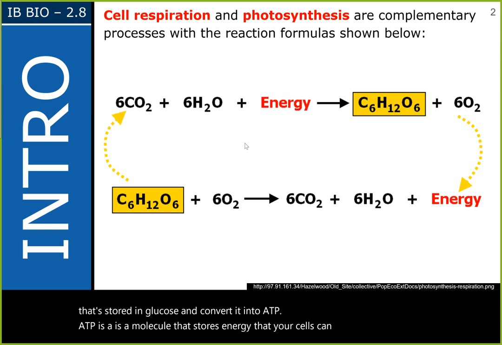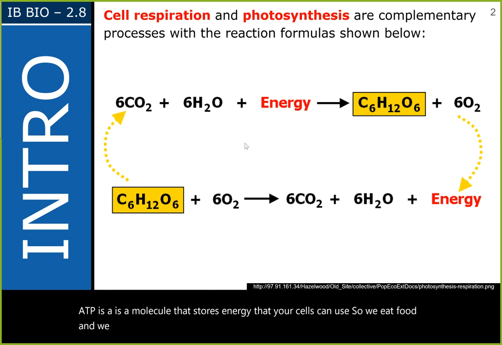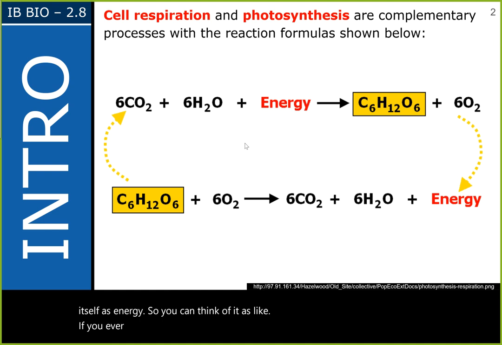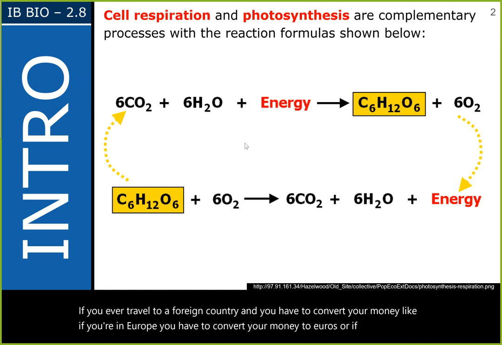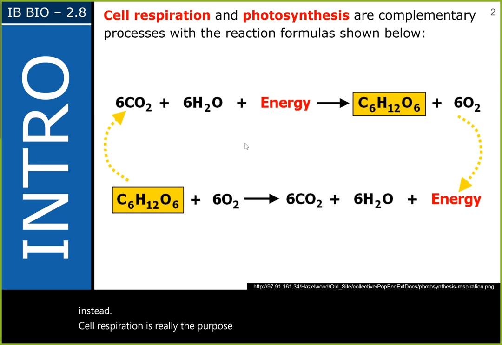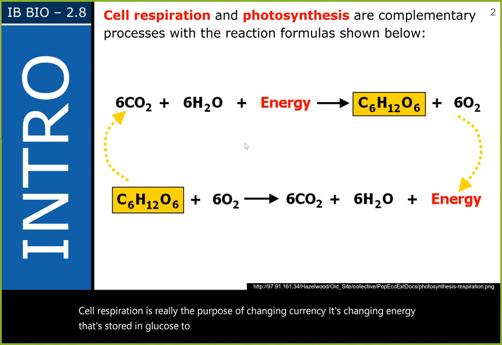So we eat food and we get energy in the form of glucose, but your cells can't use glucose by itself as energy. So you can think of it as if you ever travel to a foreign country and you have to convert your money, like if you're in Europe, you have to convert your money to euros, or if you're in Canada, you have to change your money over to Canadian dollars instead. Cell respiration is really the purpose of changing currency. It's changing energy that's stored in glucose to energy that's stored in ATP so that your cells can use it, so they can spend it.